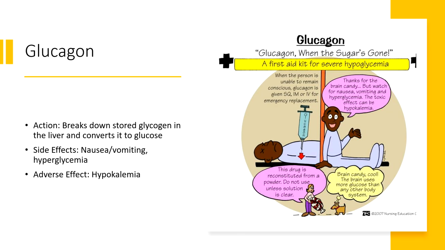All right. The action of glucagon is just like how it works hormonally in the body. It breaks down your stored glycogen in the liver and converts it to glucose. And then, of course, the glucose goes to the body to help elevate the blood sugar. Okay, be careful because it does cause nausea and vomiting in your patient. If they're lethargic or not really responsive, you might want to position them so that they don't throw up on you, or they don't aspirate if they do vomit.